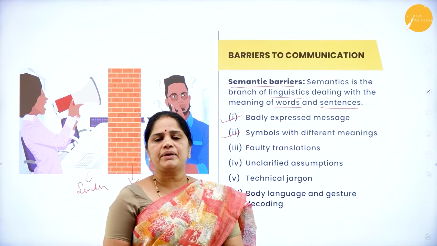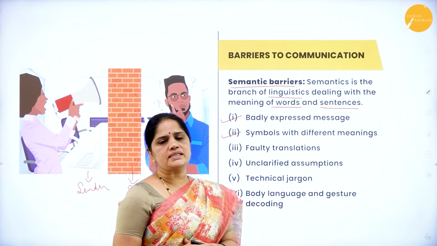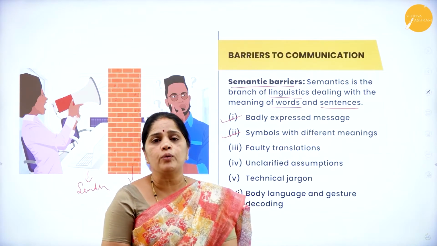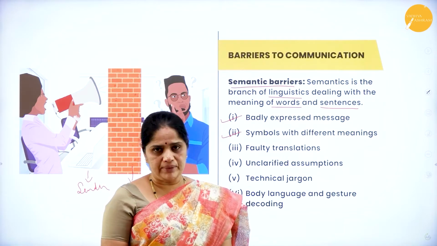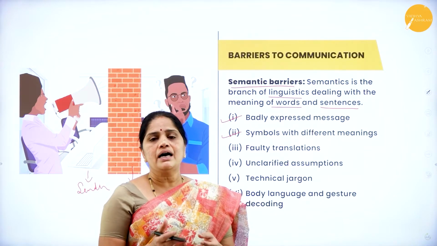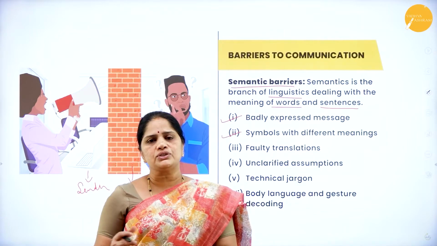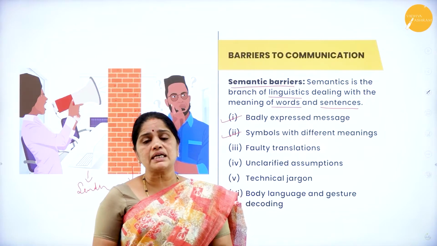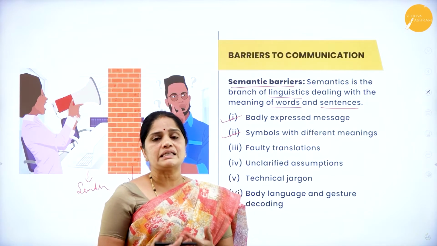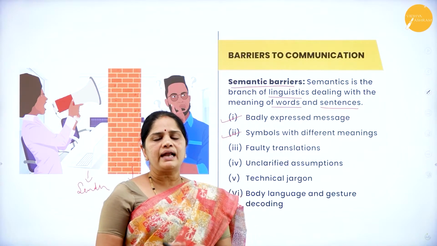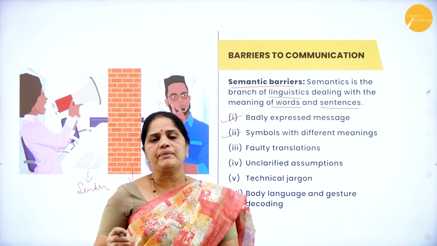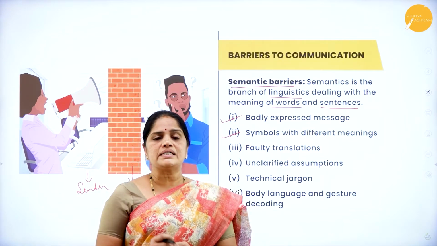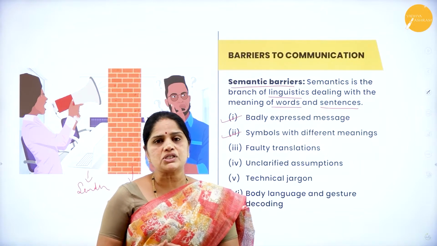Now the second type of semantic barrier is symbols with different meanings. We should understand that in the English language we have homophones, or one word which has many meanings. For example, lie: a lie means untruth, or lie down means to sleep. Or it may be like bat. A bat represents an animal, and a bat also represents the cricket bat. There are so many words in the English language which have different meanings, and when we use these words, the receiver may understand it in a different manner. When he understands these words in a different manner, it leads to barriers to communication.